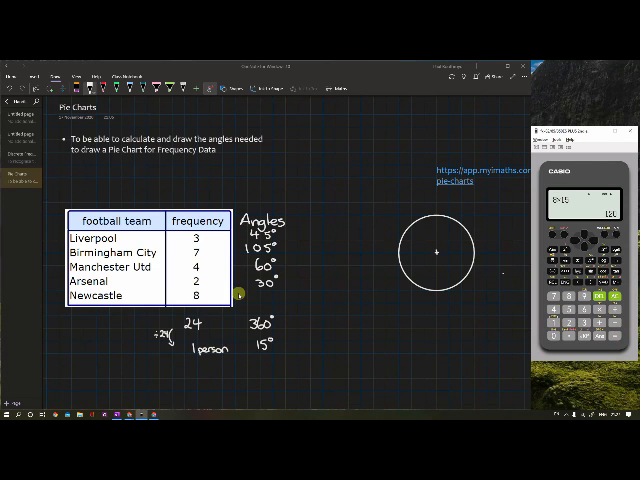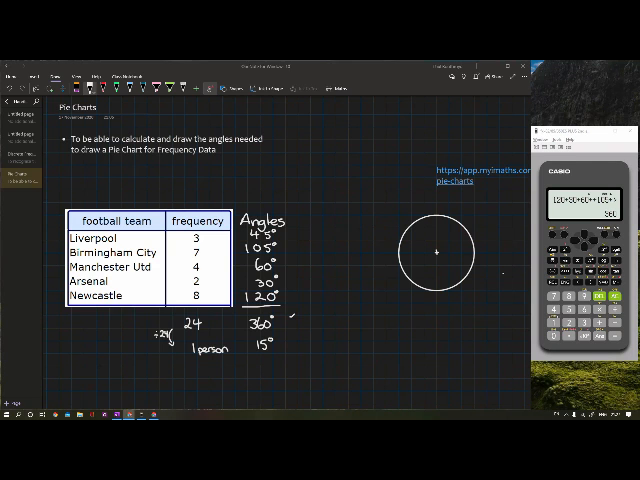is 120 degrees. Now before I'd start drawing the diagram, I would do one last check and make sure that all of these angles give me the full circle. I've got 120 plus the 30 plus the 60 plus the 105 plus the 45, and it gives me 360. Okay, I've got my angles sorted and I'm ready to go.